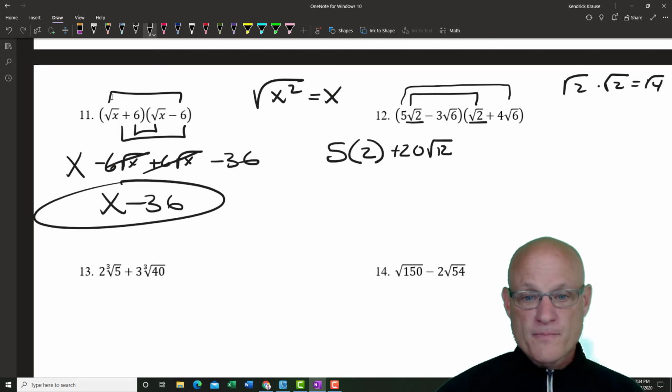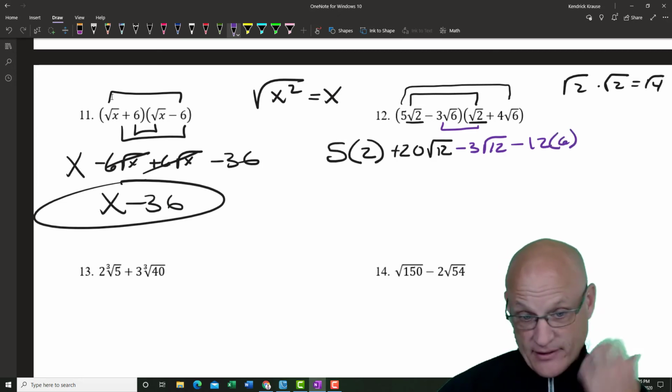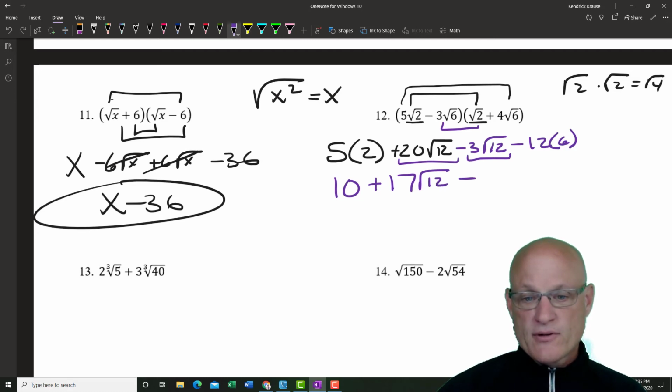All right, now we're going to do the inside stuff. So let's see. Negative times this. So this is negative 3 square roots of 12, minus 12. And what's the square root of 6 times the square root of 6? It's just 6. I mean, I can write it as the square root of 36, but that's kind of boring. So let's see what we got here. 10. These two can be combined. So plus 17 square roots of 12 minus 36.